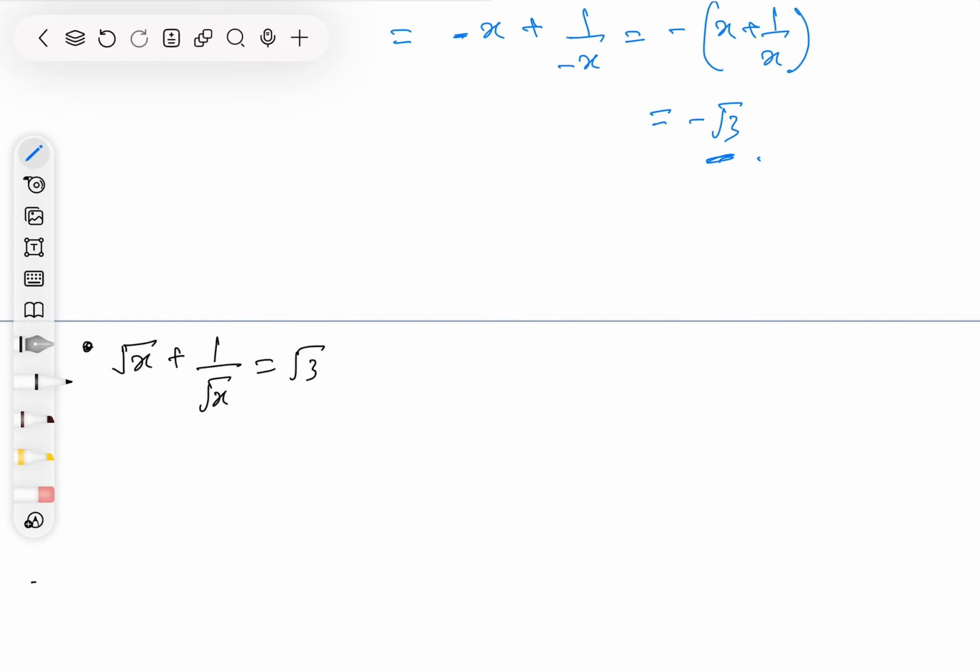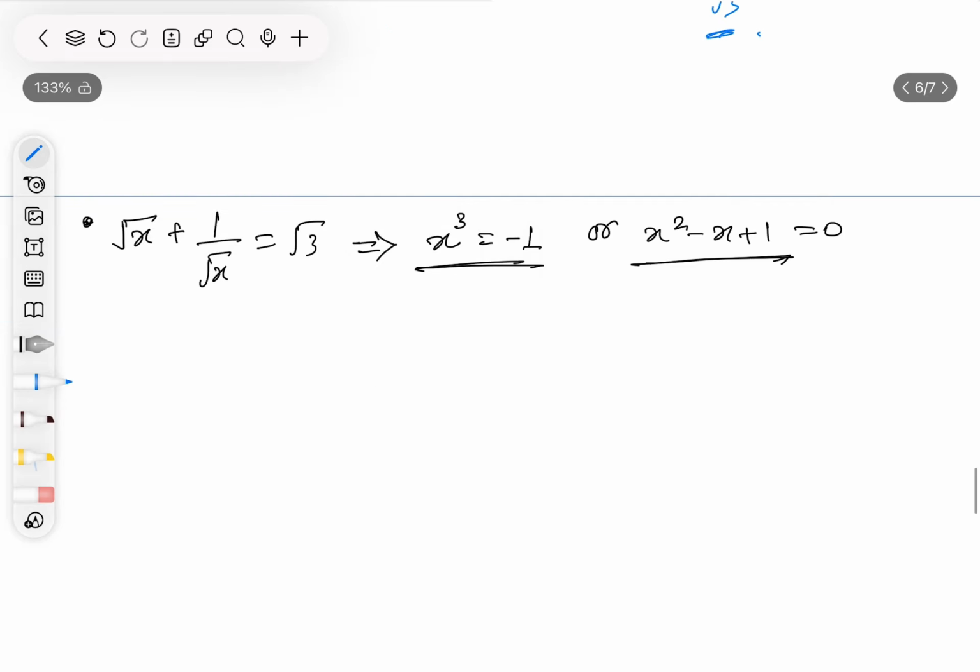Earlier we had x plus 1 by x as root 3. Now we are having root x plus 1 by root x equals root 3. In this case, instead of x to the power 6, you will have x to the power 3 equals minus 1, or x square minus x plus 1 equals 0. Got it? Now let's see the proof of this, because proof is necessary in such cases, because that is how you will solve more and more questions. Let's see.